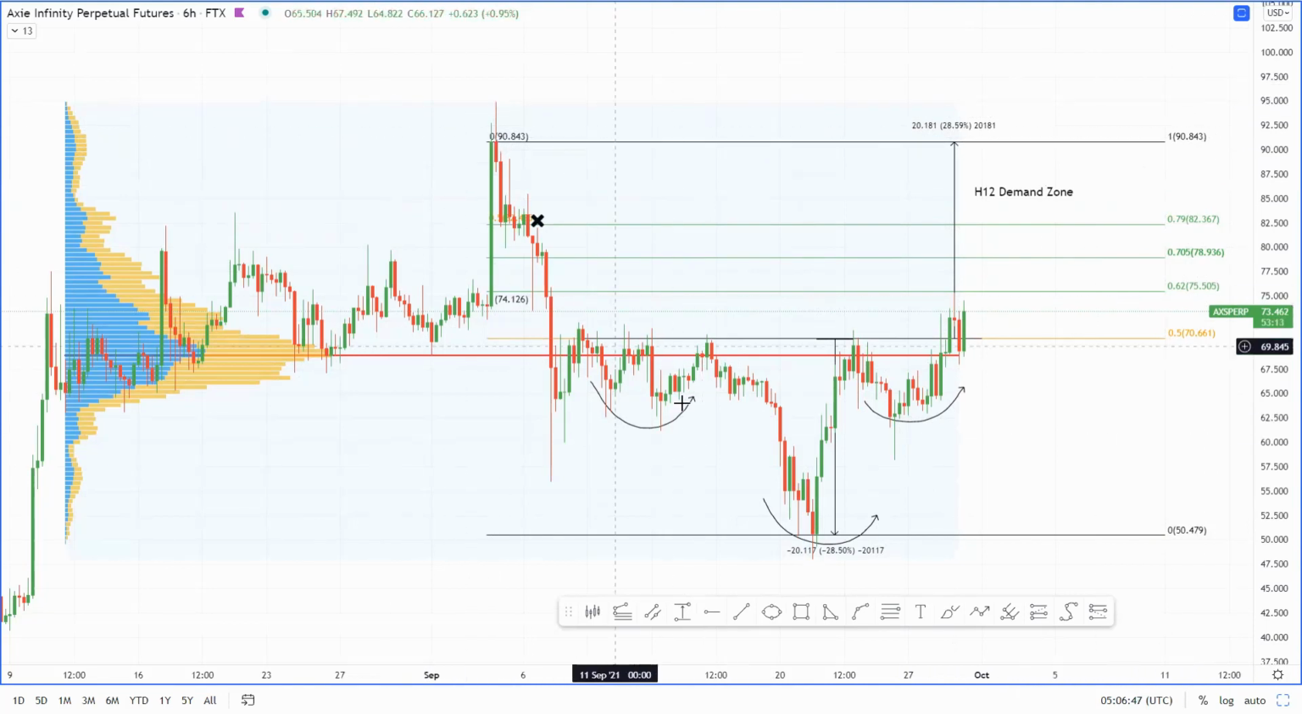But looking at this fib, I usually consider that the reversal happens somewhere at these three levels, which is 62, 70.5, and 79 fib, right? So it gives me a range of $75 to $82 where I'm expecting a reversal to happen. So far, it looks like everything's playing along really well. There's nothing much to add here except for the fact that there is this high probability reversal zone that might stop Axie Infinity in its tracks, right?